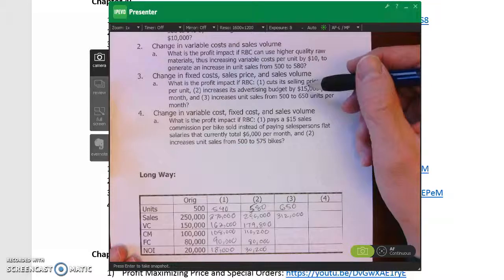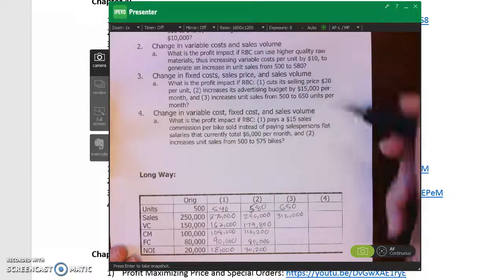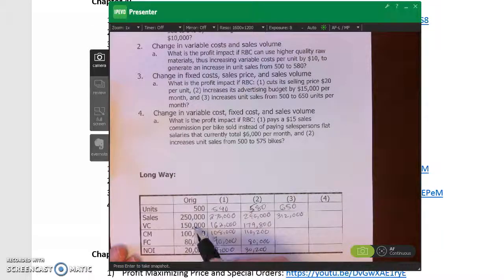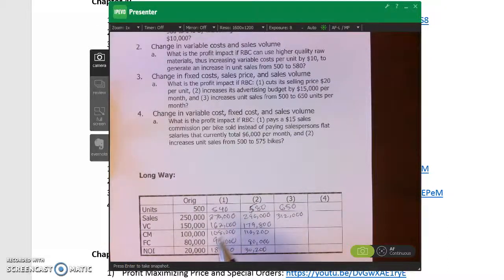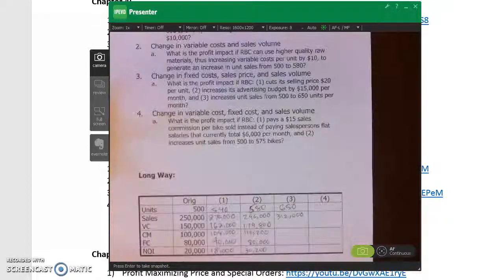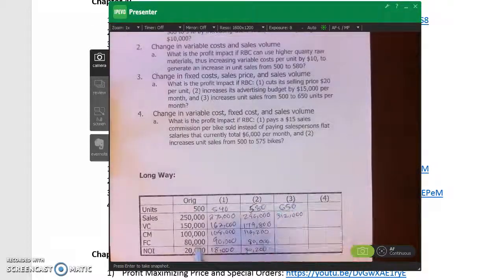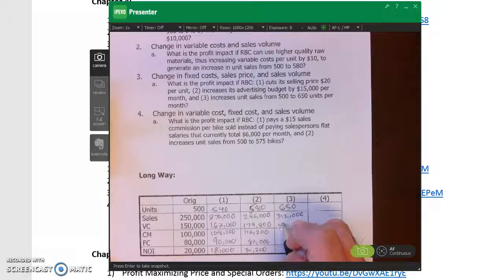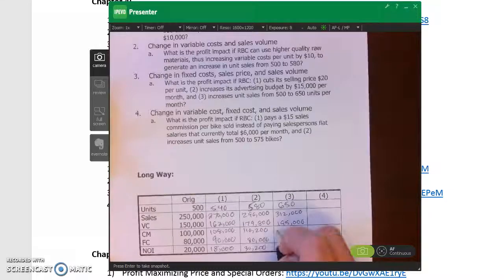I don't see anything about my variable expenses changing per unit, so it stays constant at 300. So 650 times the $300 variable expenses per unit. Remember, that's what we had over here. $300 variable expenses per unit would give us a total variable expenses of $195. I can then subtract the two to give me a contribution margin of $117.